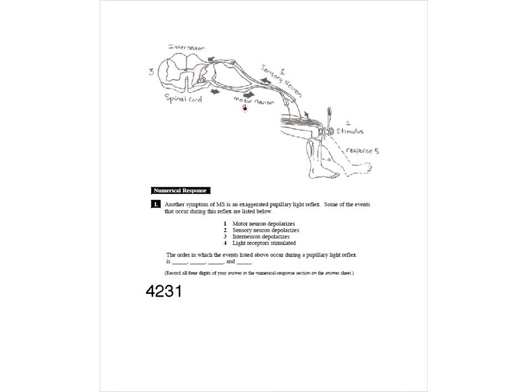So when we look at the answer then, first of all, you've got the light receptor stimulated. That's going to be the stimulus. So answer 4 is going to be the first one. Next is going to be answer 2, sensory neuron. And then next is going to be interneuron, 3. And then the last is going to be motor neuron. All right?